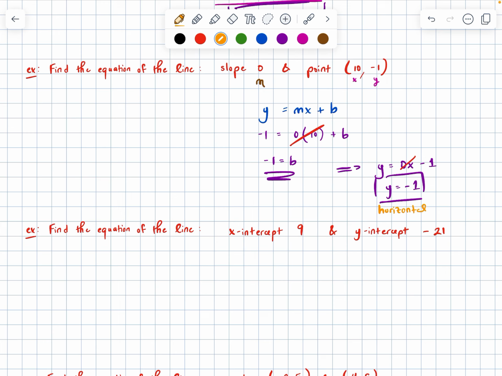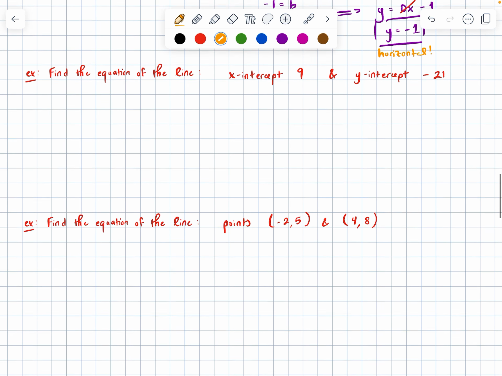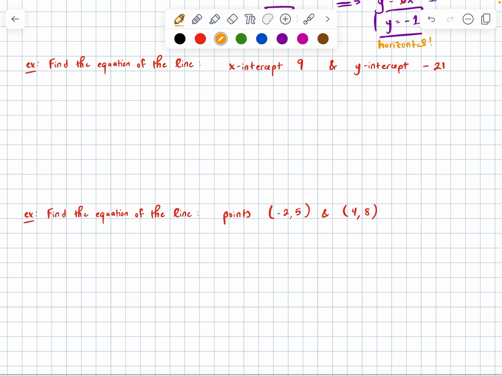Very nice. Cool. I want to find the equation of a line with x-intercept of 9 and y-intercept of negative 21. So again, remember, our intercepts are points hiding in disguise. If the x-intercept is 9, to find the x-intercept, of course, that means that y is equal to 0. So that tells me here that the point 9, comma 0 is on my graph. If I have the y-intercept, that tells me that x is equal to 0. I'm on the y-axis. So that means that the point 0, comma, negative 21 is on my graph.